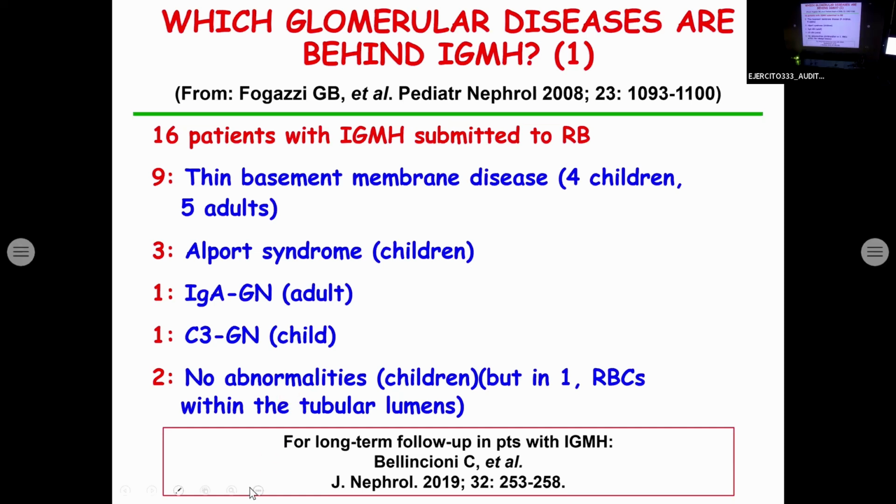We published, beside this paper, also this paper, in which we described the long-term follow-up in 42 patients with isolated glomerular hematuria followed in our outpatient clinic. Those patients had an average follow-up of 14 years after the first diagnosis of microscopic hematuria, and we found that all of them had a normal renal function at the end of our follow-up, without proteinuria.